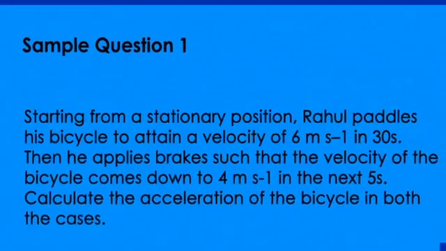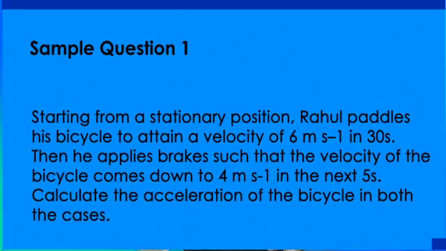Okay, let's solve some problems. Question number 1. Starting from a stationary position, Rahul pedals his bicycle to attain a velocity of 6 meter per second in 30 seconds.